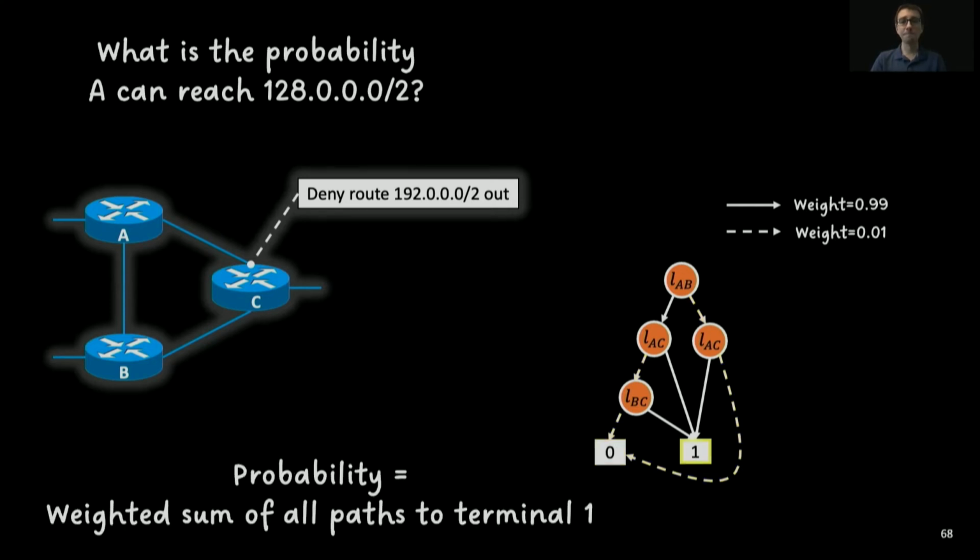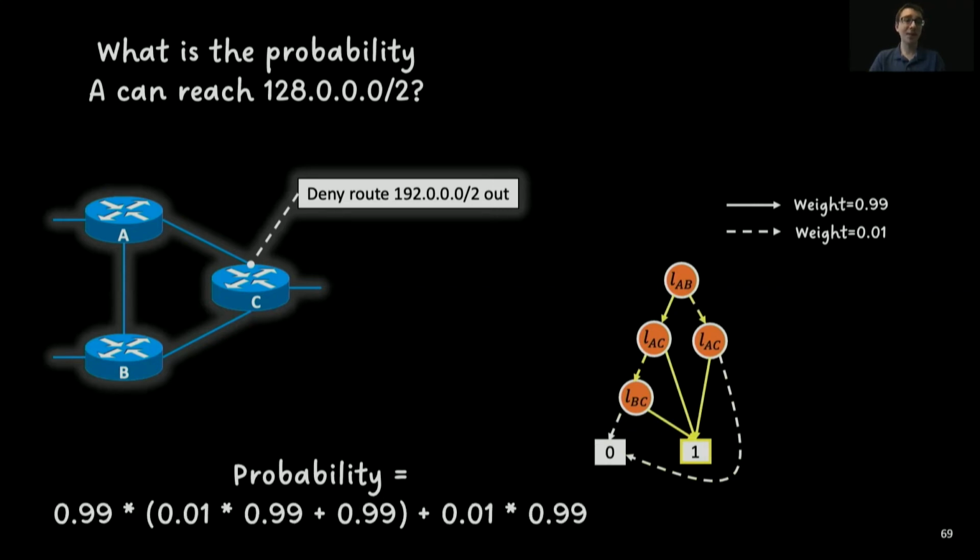or being able to tolerate a single failure. Now, if the network engineer instead wanted to know what is the probability that A can reach 128/2, we simply assign weights instead of 1s and 0s to the edges, where we weight a link as being either available with a 99% probability or unavailable with a 1% probability, or whatever's appropriate for the network being studied. We can compute the probability of A being reachable by computing a weighted sum of all paths to the terminal 1 node, which means there exists a forwarding path.